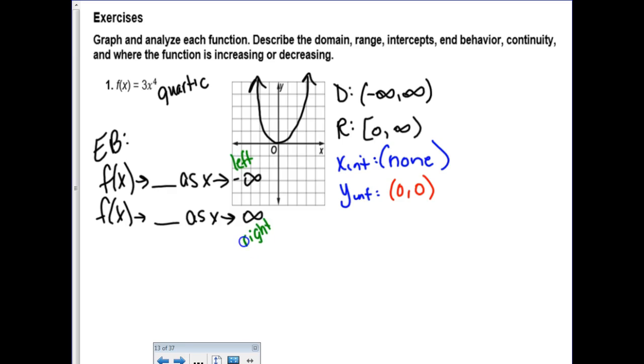All right, so talk to me about your left behavior. If you look on the left side of your function, where's it going? Up, up, up to infinity, good. And on the right side of your function, it is also going up to infinity. So intercepts and behavior. All right, continuity. Does that look like a smooth continuous curve to you? Yeah, so yes, continuous.